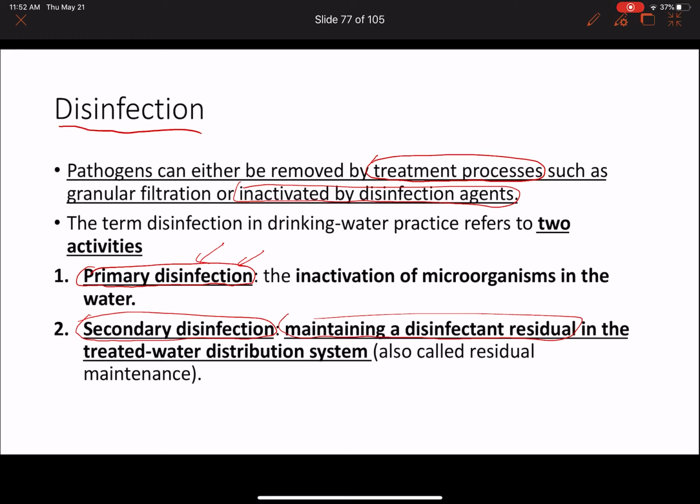sometimes you will add a disinfectant and these bacteria or microorganisms are partially injured or they have spores around them. It is good to keep this residual to make sure that any regrowth is taken care of, and any bacteria or any microorganism that has spores around them and then they open their spores to look for food, the disinfectant residual will kill them.